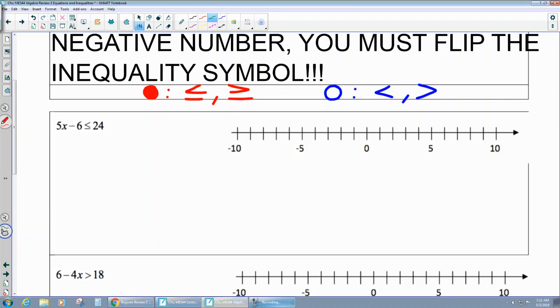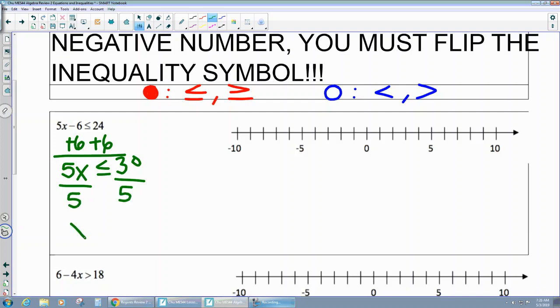Let's solve for x. The first thing you want to do is add 6 to both sides. And I get 5x is less than or equal to 30, because 24 plus 6 is 30. And now what you want to do is divide by 5 on both sides. And I get x is less than or equal to 6.